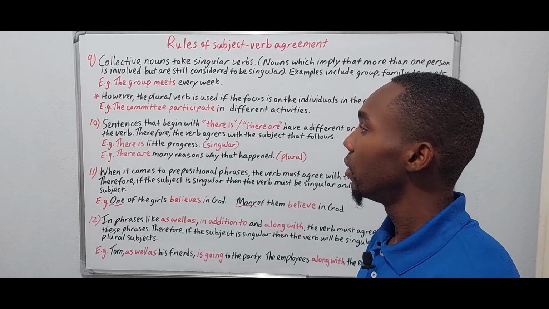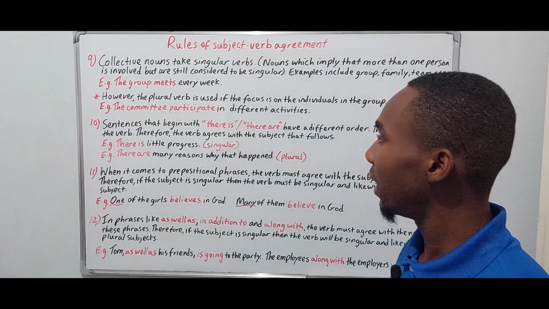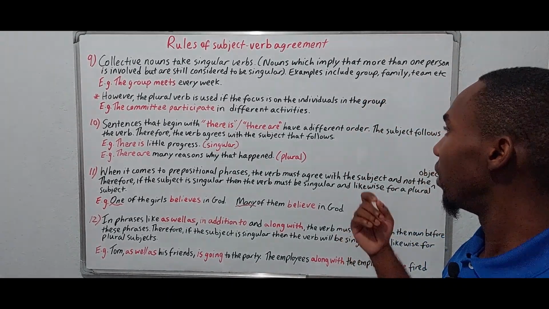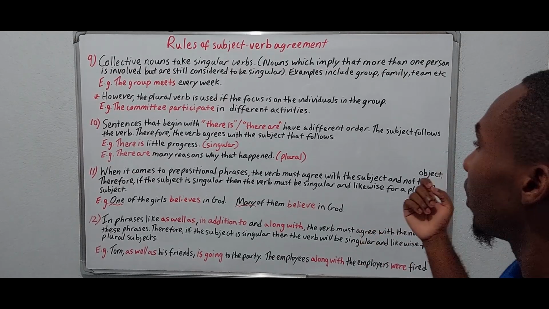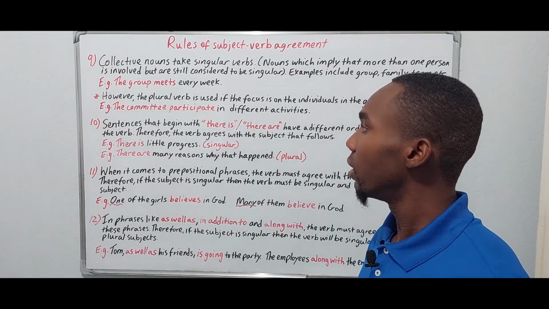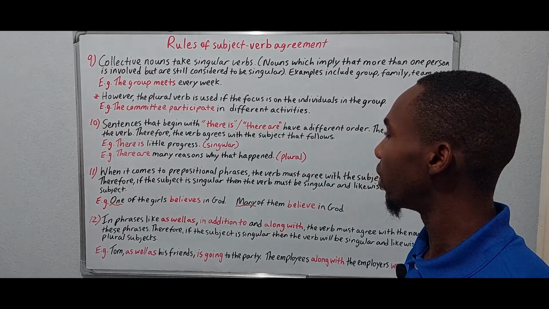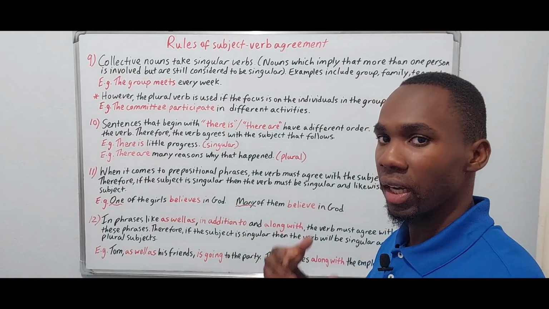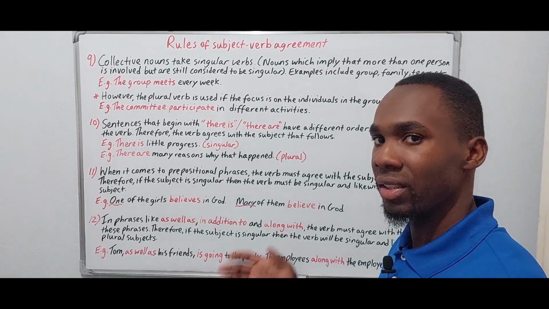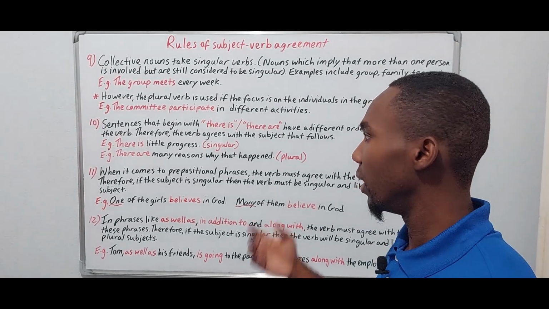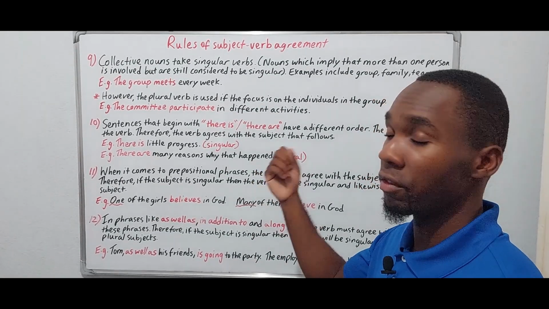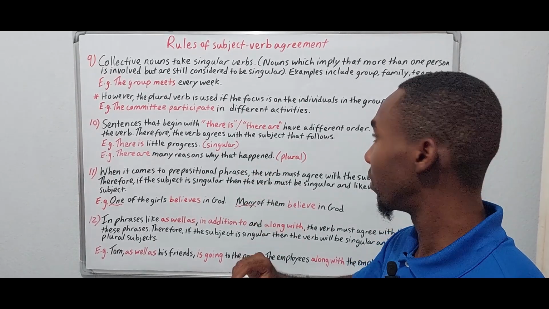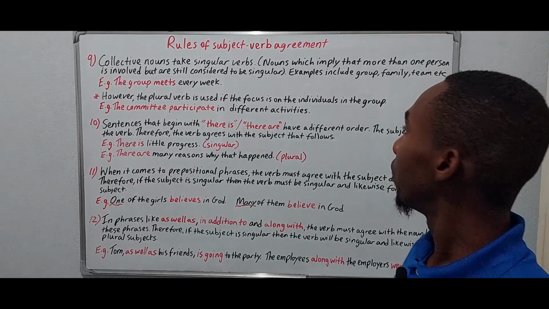Ten. Sentences that begin with "there is" or "there are" have a different order. The subject follows the verb. Therefore, the verb agrees with the subject that follows. Okay, so normally we have the subject and the verb, so the subject precedes the verb. But in this context, the verb actually precedes the subject. Okay?